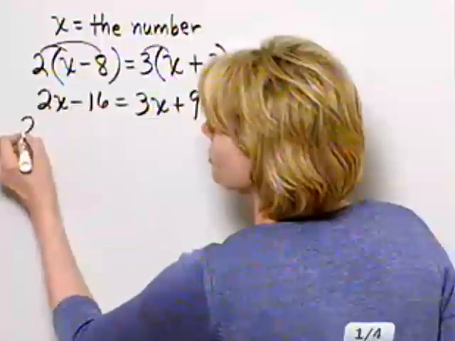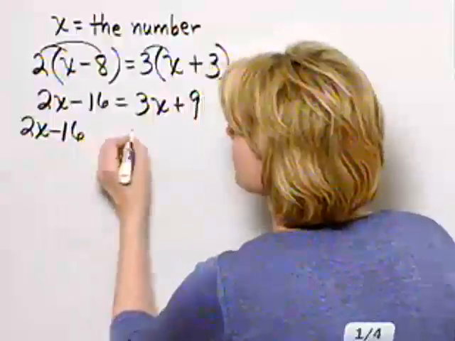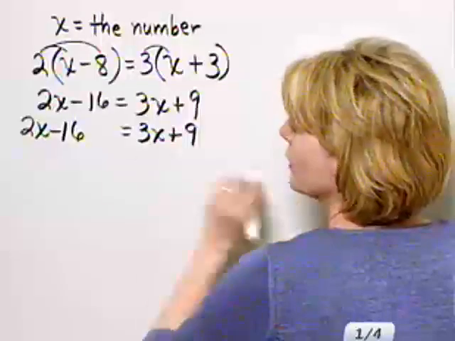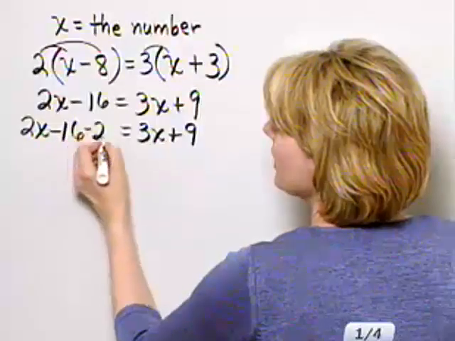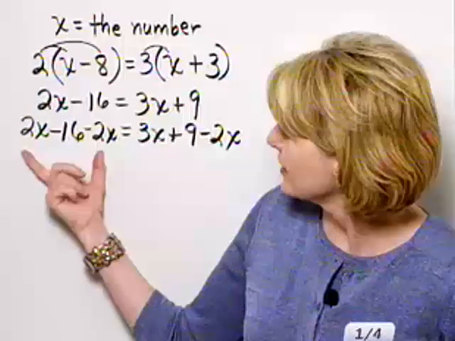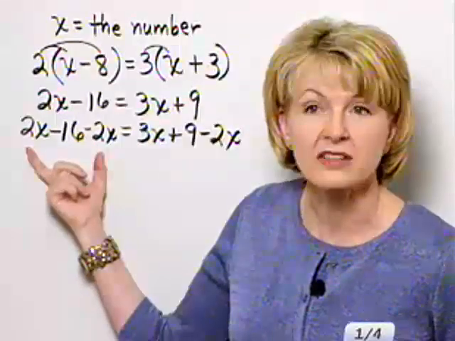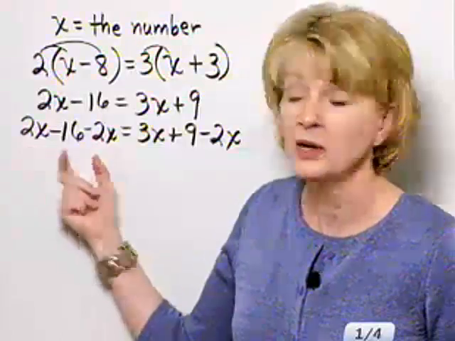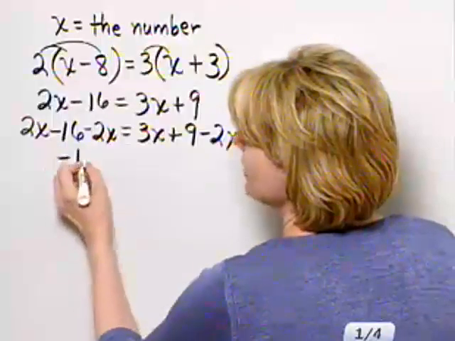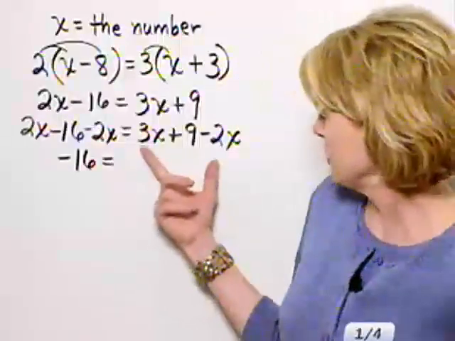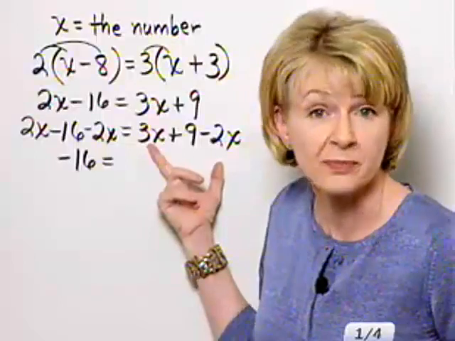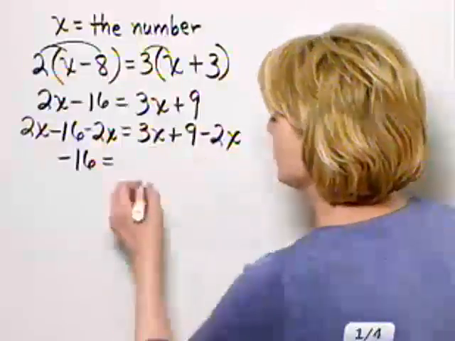So I'll have 2x minus 16. I'll leave a little space. I've just rewritten my equation. Now I'll subtract 2x from the left side and subtract 2x from the right side. The left side, notice 2x minus 2x is 0, so the variable terms have subtracted out, and I have negative 16 is equal to 3x minus 2x, that's 1x, or simply x, plus 9.